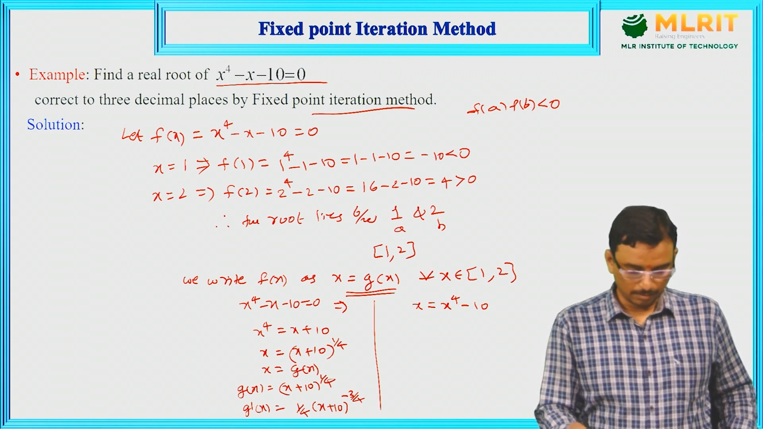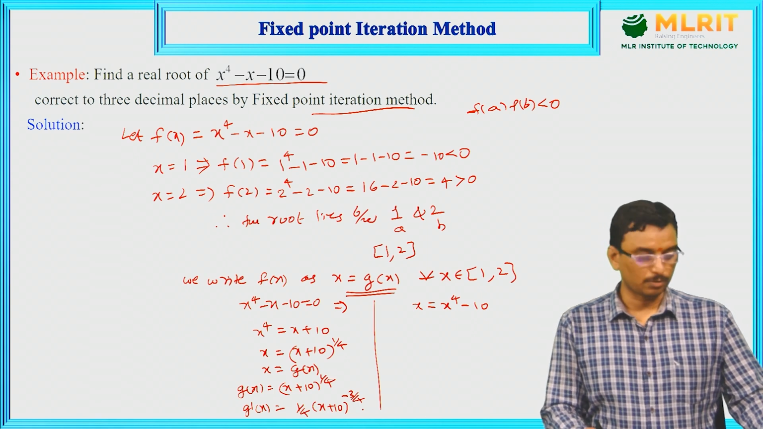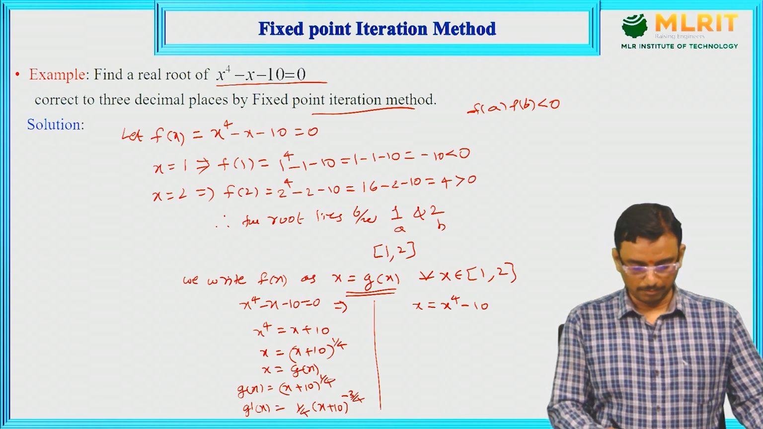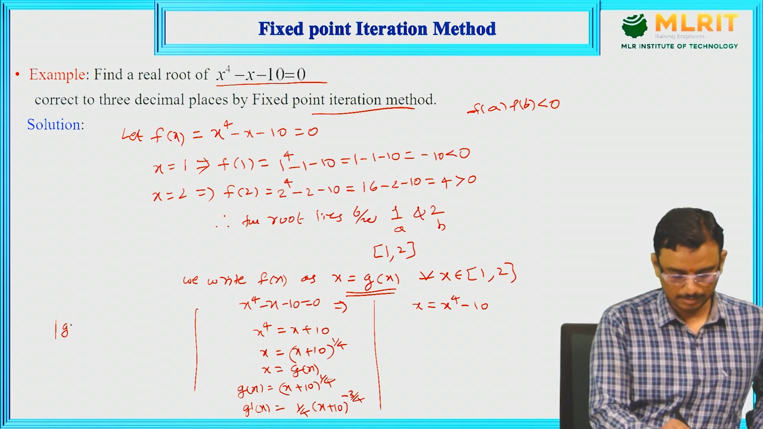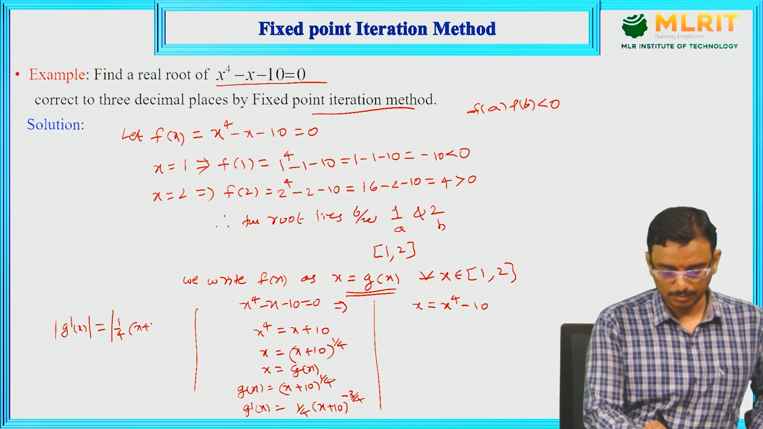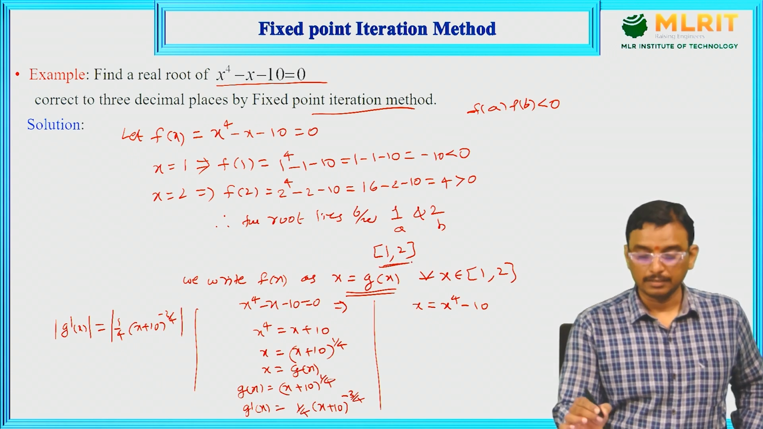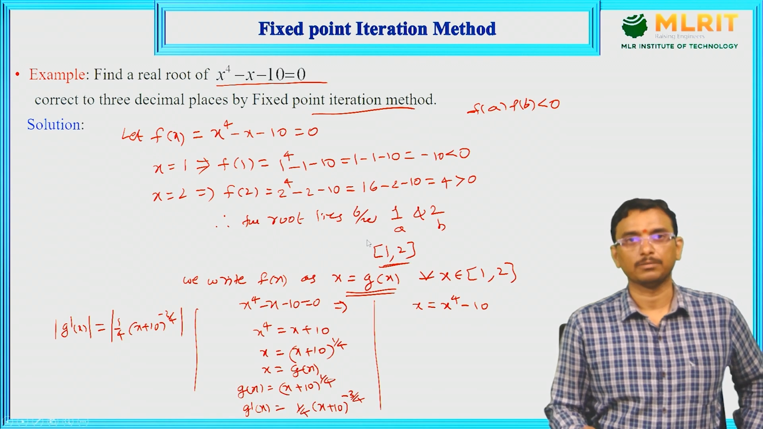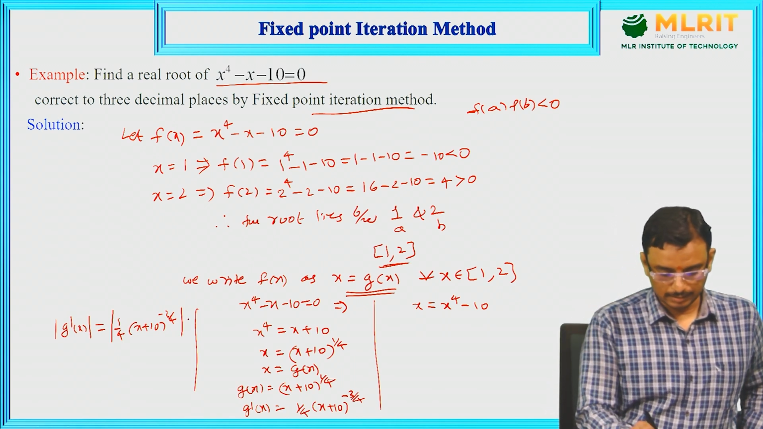Right. So now we can write in the next page. So g dash of x is equal to 1 by 4 (x plus 10) whole to the power minus 3 by 4. Now we take a modulus of g dash of x, which is equal to modulus of 1 by 4 (x plus 10) whole to the power minus 3 by 4. So if you substitute any value which lies in the interval 1 comma 2, it can take 1.2 or 1.1 or 1.5, 1.6, so any value, this condition satisfies.